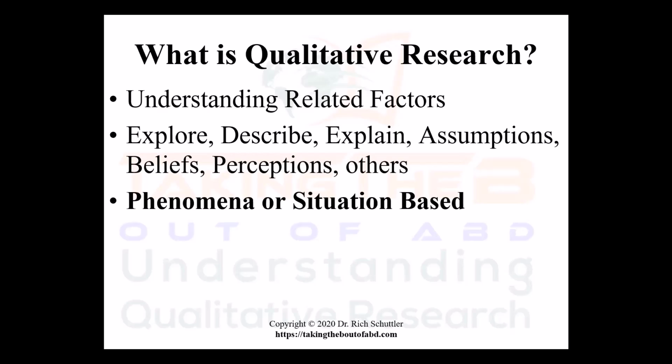Phenomenal or situation-based. Most qualitative research is based in a phenomenon, for example, COVID-19, or it could be a situation like an accident that happened, or perhaps something that happened in that emergency room. A situation tends to be something that has a stop and ending point, whereas a phenomenon could be ongoing. For example, COVID-19 is ongoing. It didn't just start and finish.